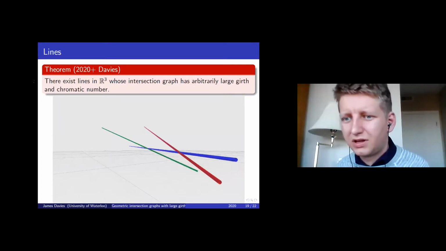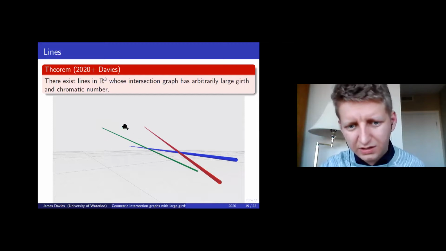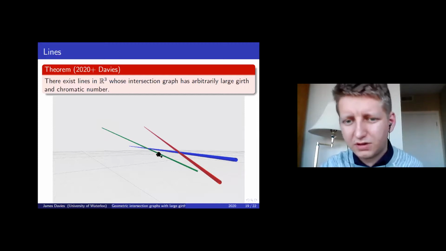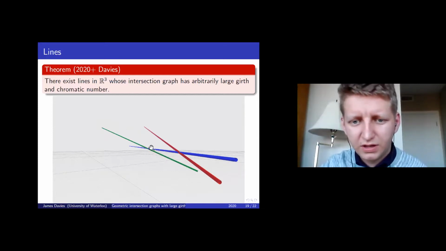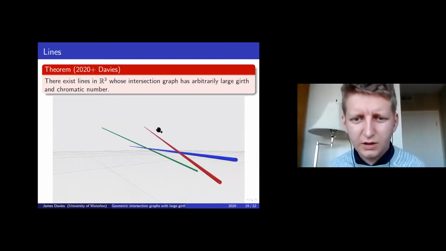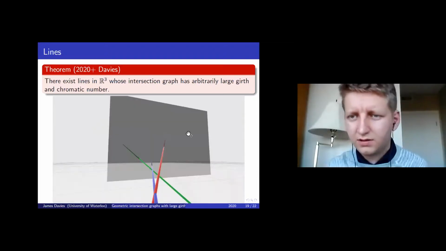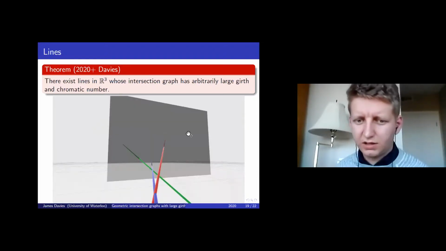So again, we're going to start off with our 3 vertex path, which by now is my favorite graph. So we have an intersection representation for a 3 vertex path with these 3 lines. And now the next step we do is take some plane that intersects these 3 lines.